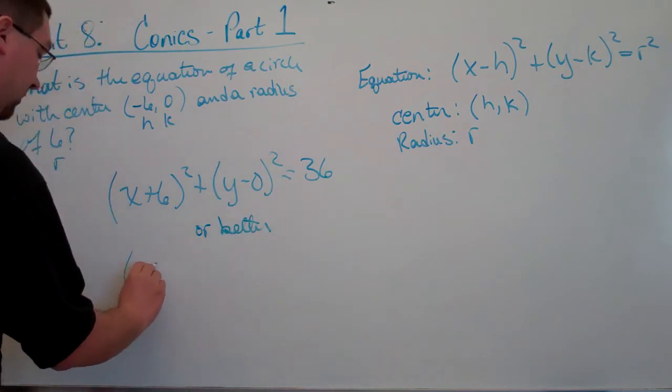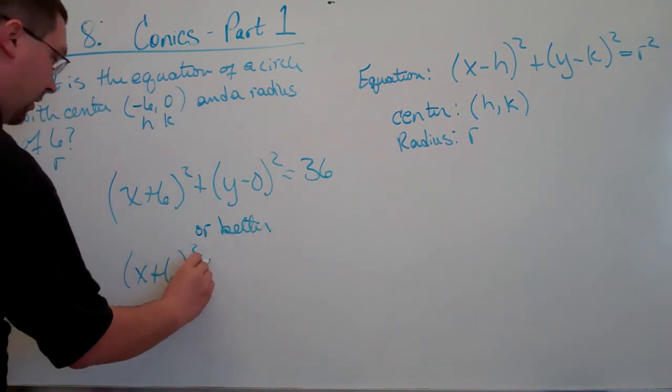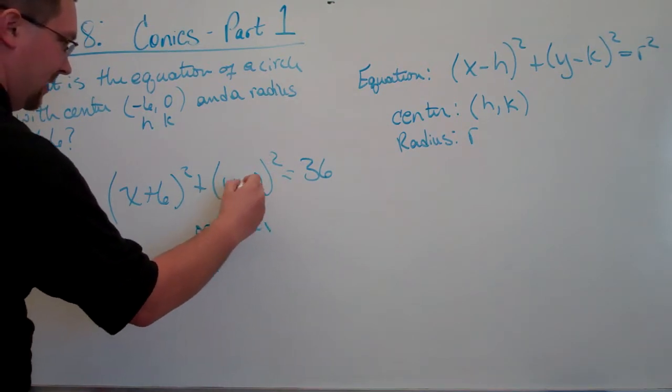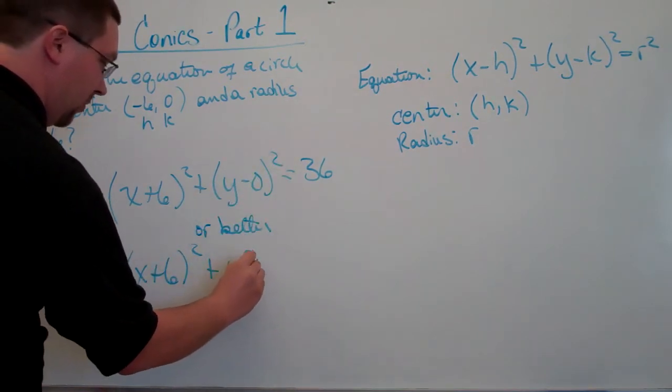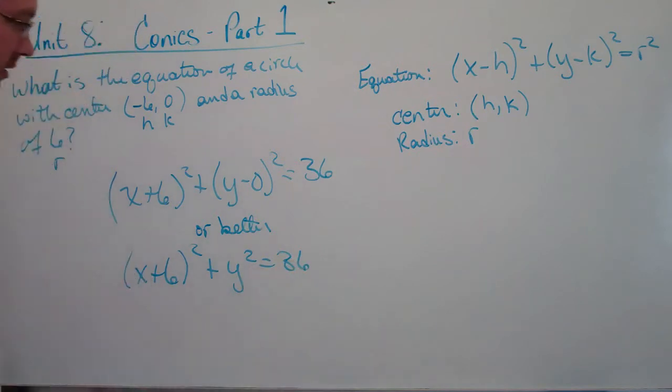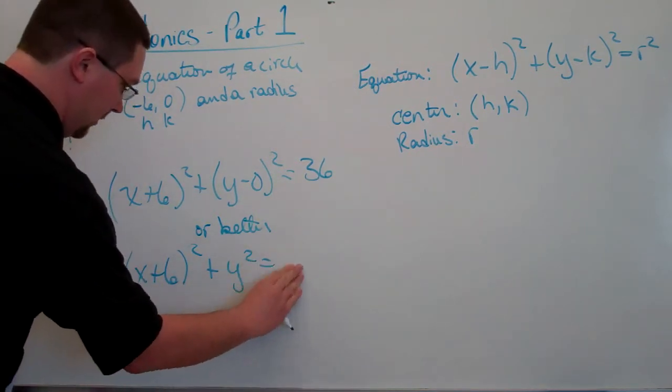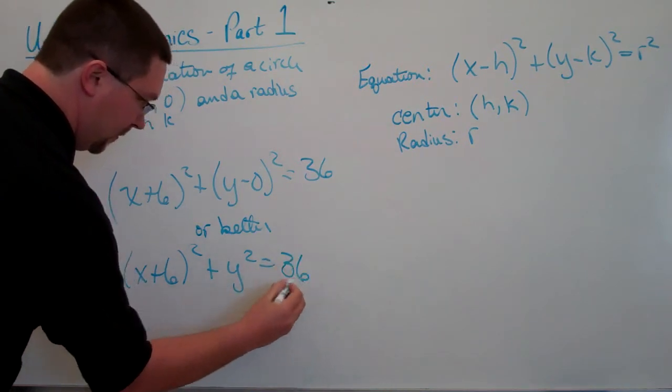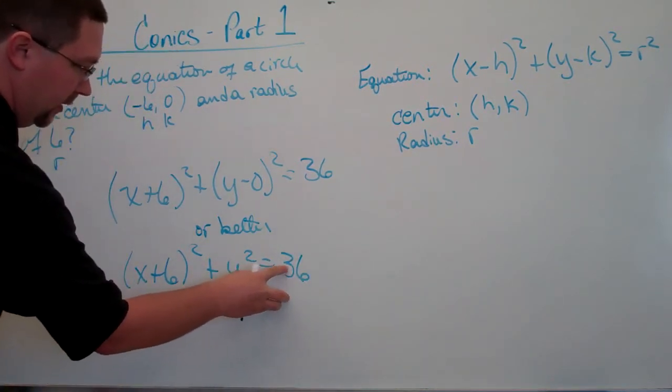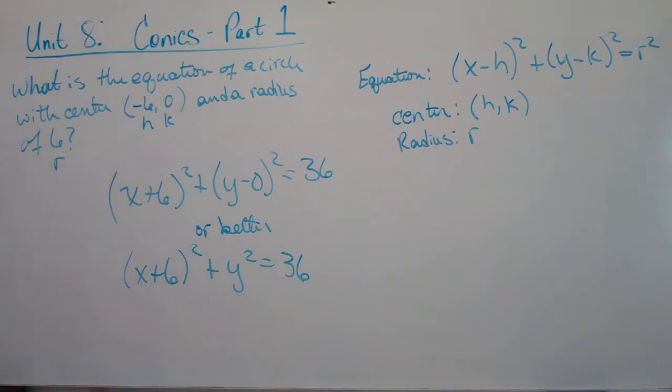you have (x + 6)² plus, since this is y minus 0 squared, just call it y² equals 36. Okay? Alright, so (x + 6) quantity squared plus y² equals 36. This is the best way to write it, but this is still technically correct. Alright? They're both technically right.